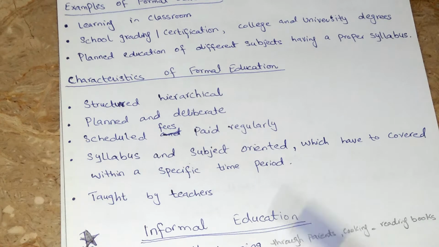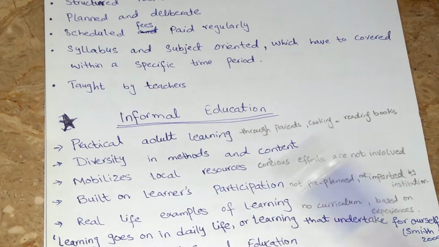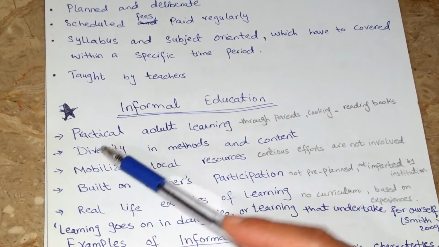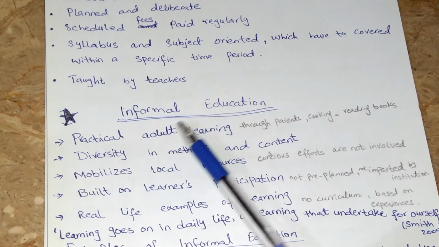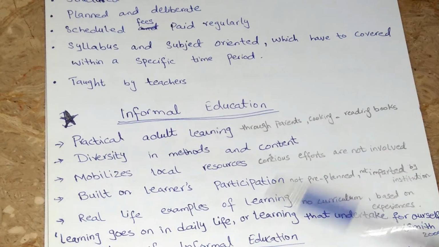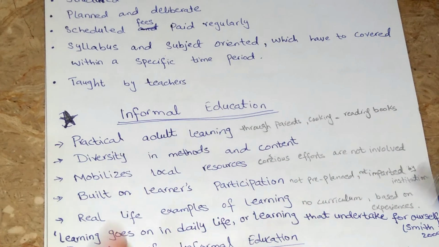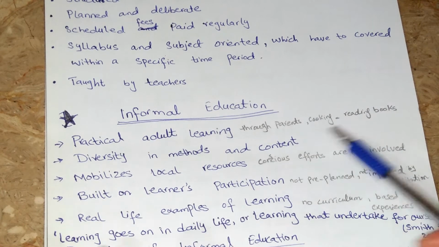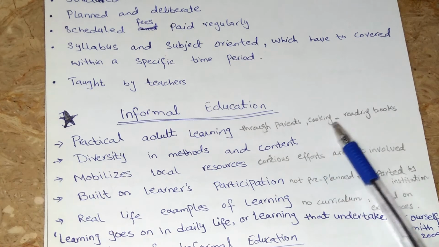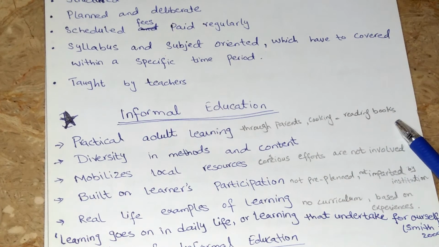Now, the second type of education is informal education. What is informal education? Let's study this. Informal education is practical adult learning, through parents or through our surroundings. A kid or a person learns, for example, through parents, cooking or riding a bicycle or reading a book.